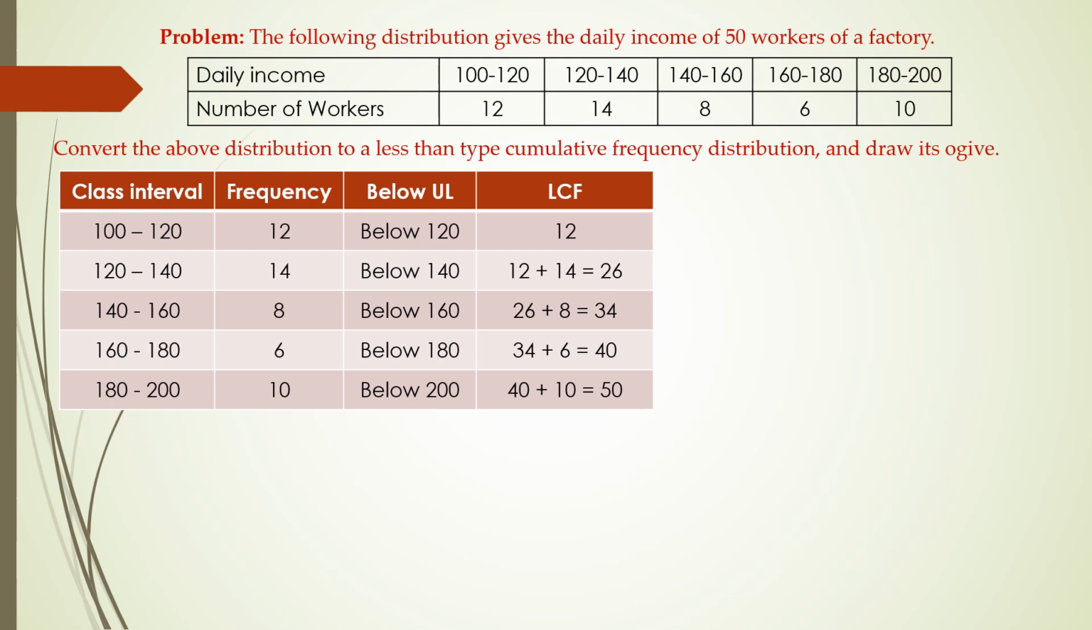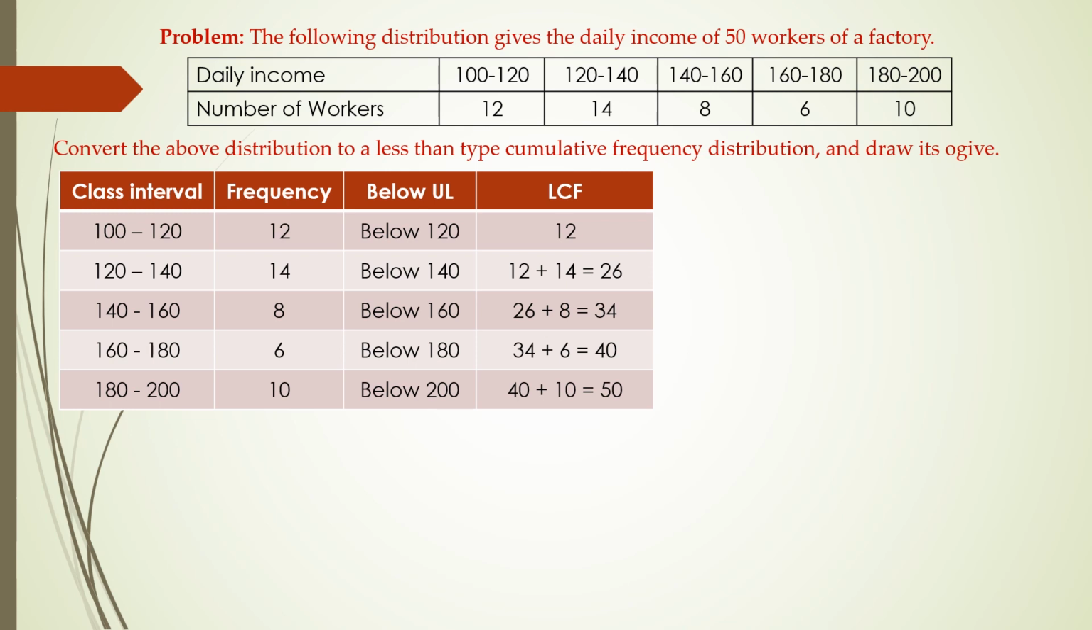If the class intervals are not continuous, convert the discontinuous classes into continuous form, then copy in the first column. Write the respective frequencies in the second column. Now you have to take below upper limit. For the first class interval, the upper limit is 120, that's why you will get below 120. For the second class interval, the upper limit is 140, that's why below 140. Similarly, we will get below 160, below 180, below 200.